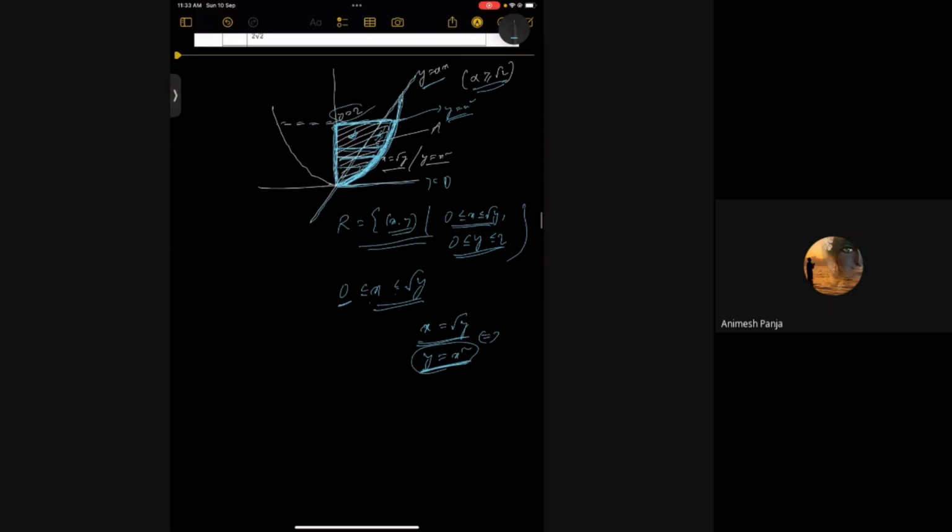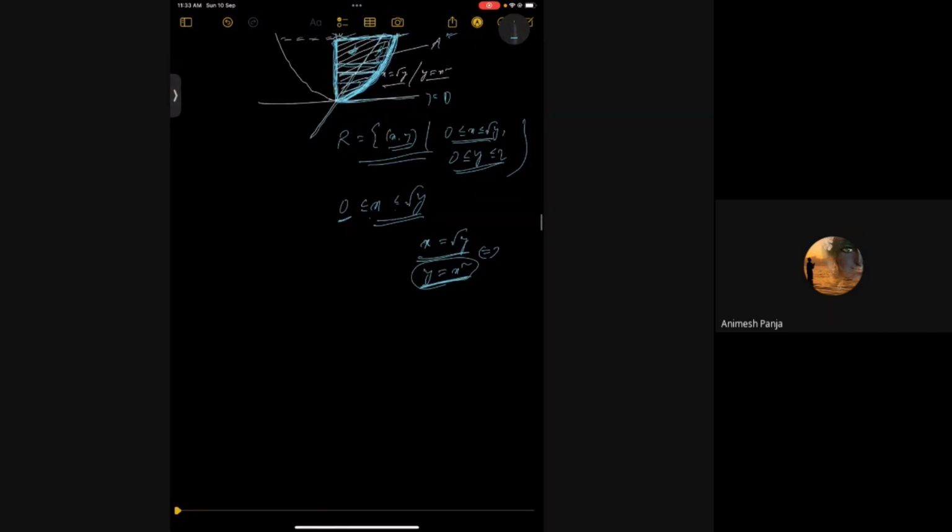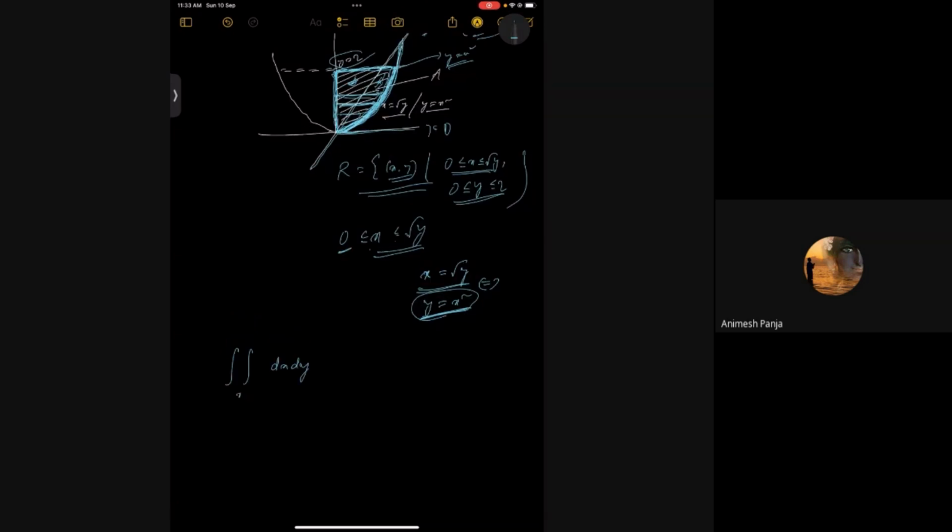The area of R is nothing but the double integral of dx dy. What are the limits of x? x goes from 0 to root y, right? x goes from 0 to root y, and y goes from 0 to 2. This is the area of the region R. Okay, if you compute this, again it's a routine computation, you'll get 4 root 2 by 3. This is your area of R.